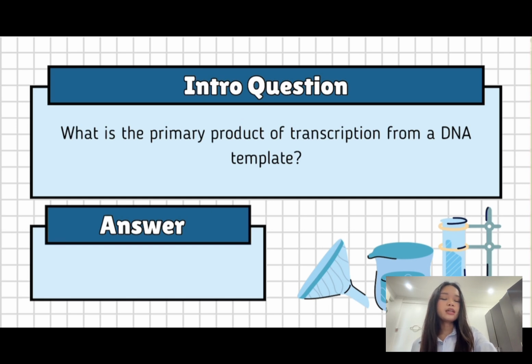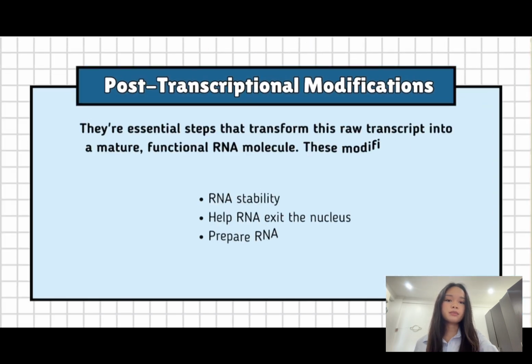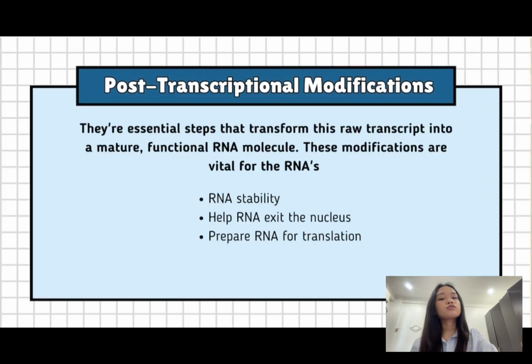If you said RNA, specifically pre-mRNA, you're absolutely right. This pre-mRNA is like a raw, unedited draft. It contains all the genetic information, but it's not yet ready to be used. This is where post-transcriptional modifications come in. They're essential steps that transform this raw transcription into a mature, functional RNA molecule. These modifications are vital for the RNA stability, export from the nucleus, and ultimately its translation into proteins.